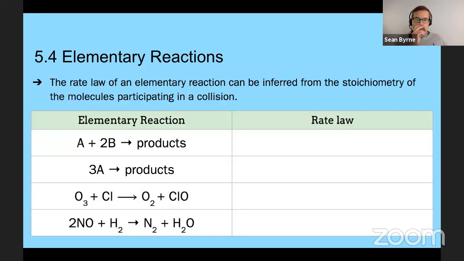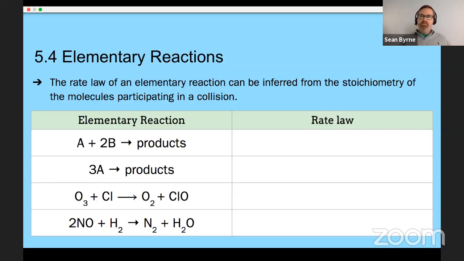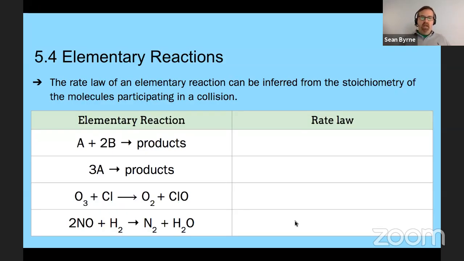Okay, so let's just practice this real quick. Same idea. If each of the 4 on the left-hand side are elementary reactions, can you predict what the rate law would be? I'll give you a second to write them down real quick before I go through my answers. Okay, for this first one, where we have A and B to the second, the rate is equal to k times the concentration of A times the concentration of B to the second. So this 2 becomes an exponent up here.